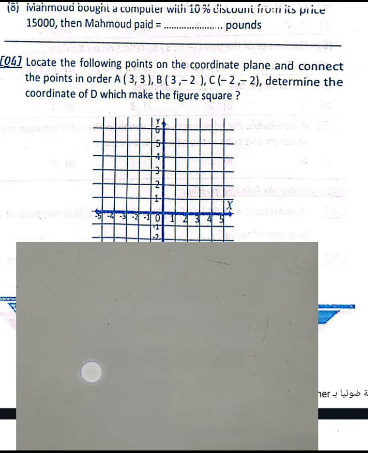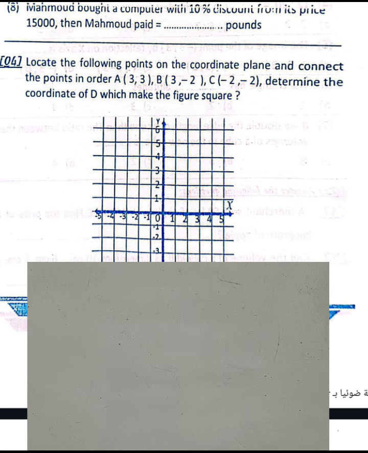Question number 4. Locate the point and determine the coordinate D which makes a square. Okay.